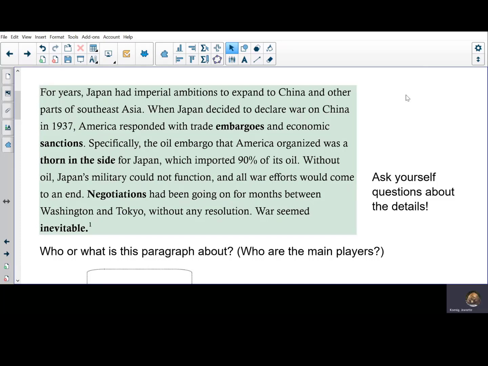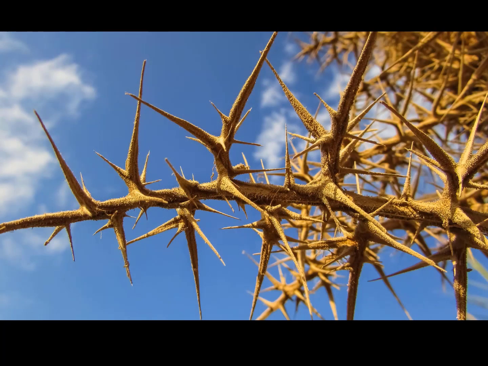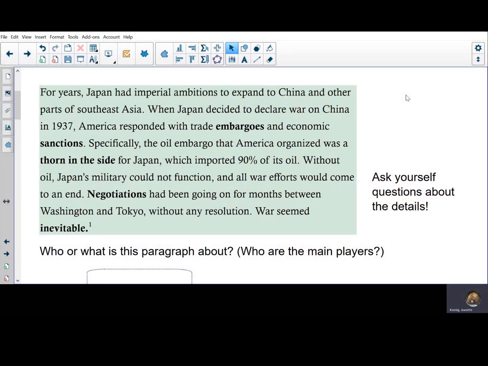All right, what else? The oil embargo that America organized was a thorn in the side for Japan. I don't know if you've heard this expression, a thorn in the side, but think about it. Do you think it's fun to have a thorn stuck in your side? My side or somebody else's? Yeah, that's a good point. Do you think it's fun for the recipient to have a thorn stuck in their side? America might have enjoyed putting that thorn in Japan's side, but Japan was a little bit ticked off about that.